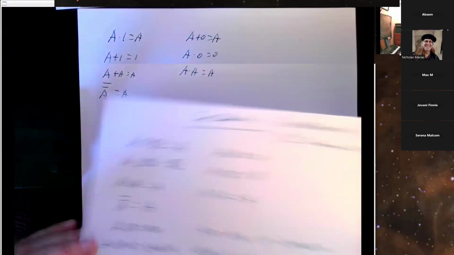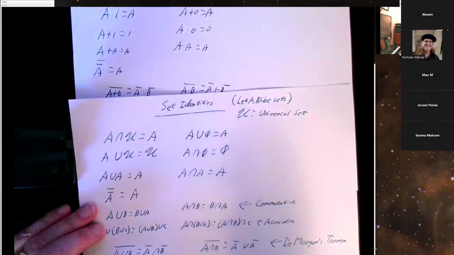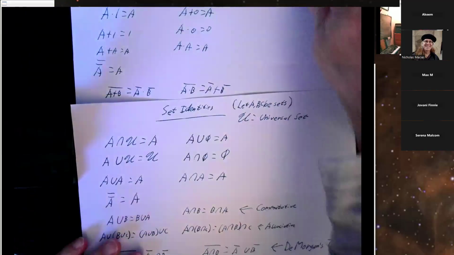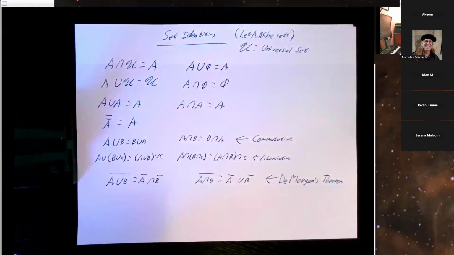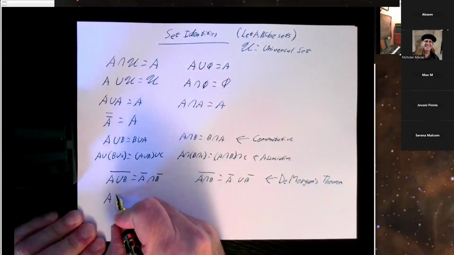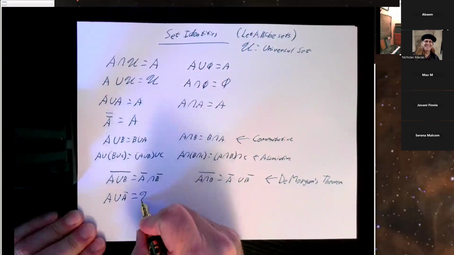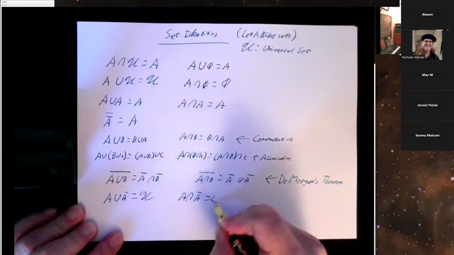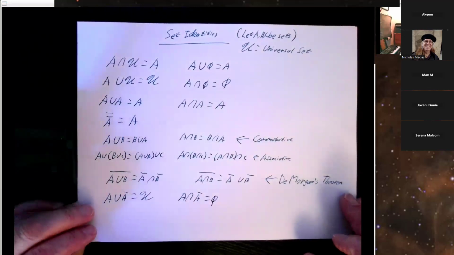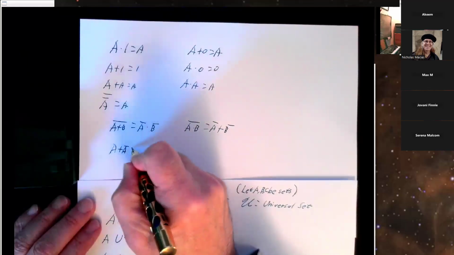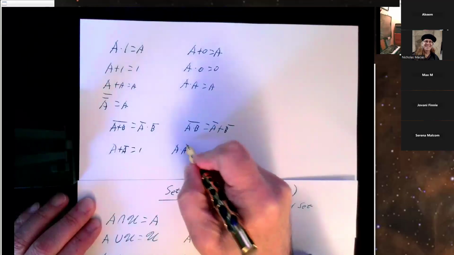And those are parallels to the set theory versions. And there's other things that follow from this. For example, if we take A union A bar, we get the universe. If we take A and intersect it with A bar, we get the empty set. And those correspond to A or A bar equals 1, A and A bar equals 0.